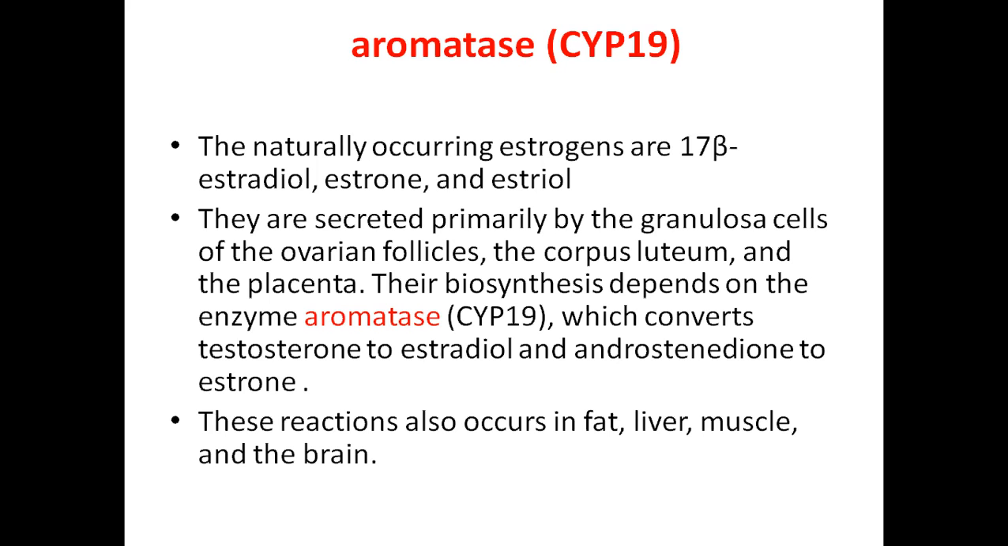The naturally occurring estrogens are 17 beta estradiol, estrone, and estriol. They are secreted primarily by the granulosa cells of ovarian follicle, corpus luteum, and placenta. Their biosynthesis depends on the enzyme aromatase. This is also called as CYP19.